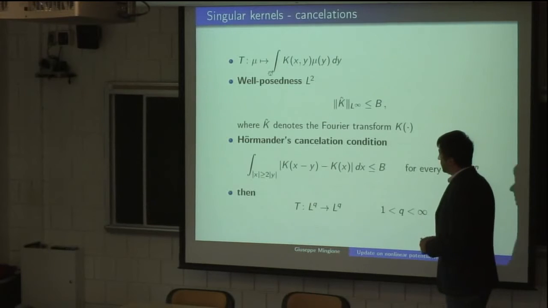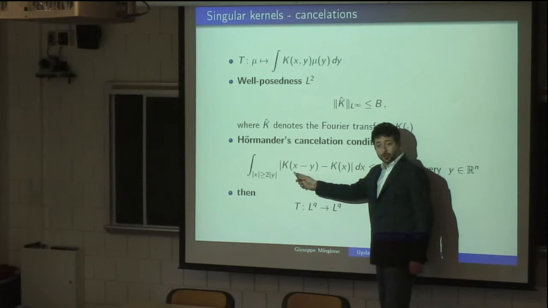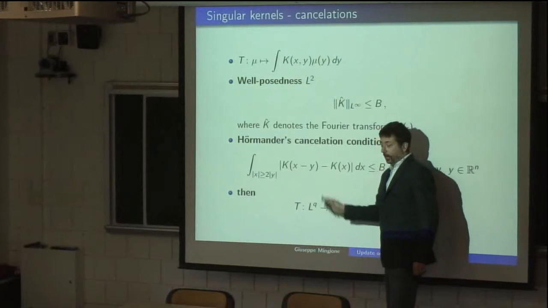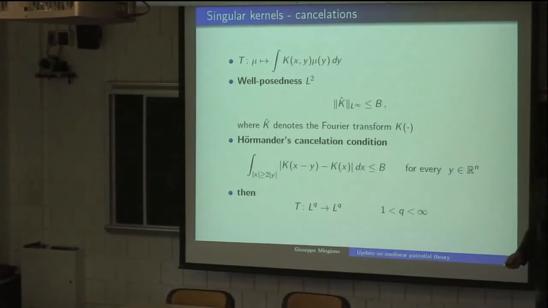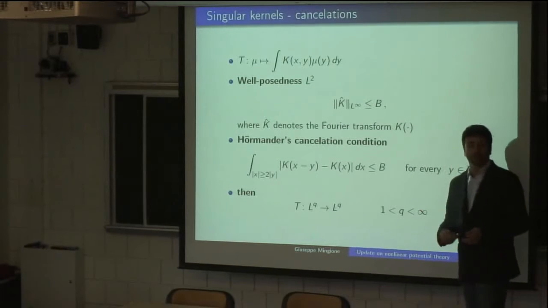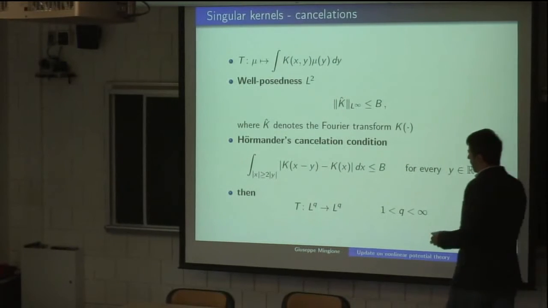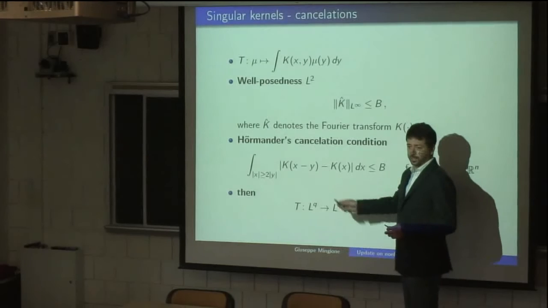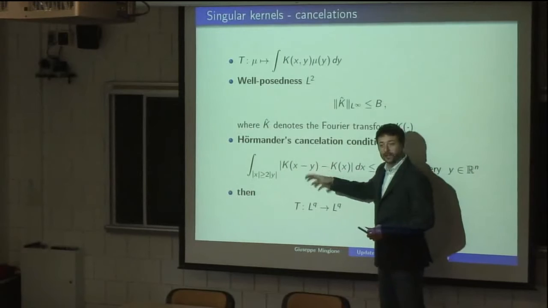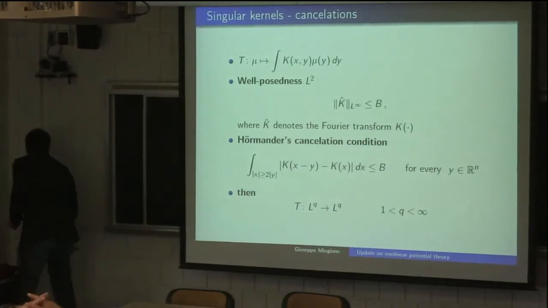But then cancellations come up here. Because although this guy is non-integrable, when you make a difference here, then it becomes integrable. This is a way to say that there are small cancellation properties. It's a way that Hormander eventually found after the first definitions by Calderon-Zygmund. It's one of the ways you may say that there are local cancellations. So the idea is that if you just consider this, it is plus infinity. If you put minus, then there are some things that are canceling.